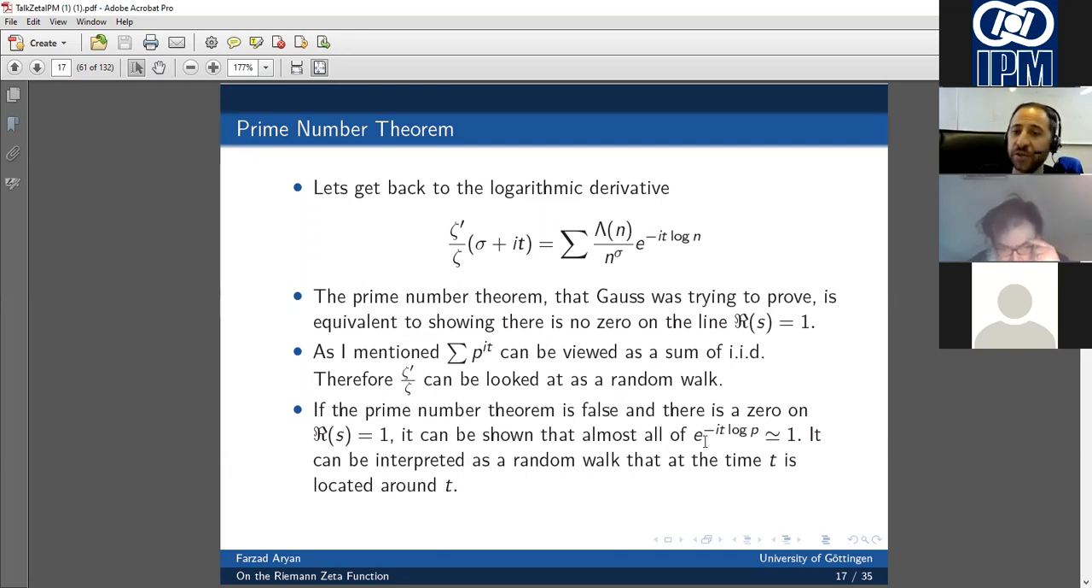Then basically you can say, when I sum this e to the power i t log p over primes, I get a little bit of cancellation, but you don't have such a strong property that all of them are almost equal to 1. So from there, the trick we use to prove the prime number theorem falls apart.